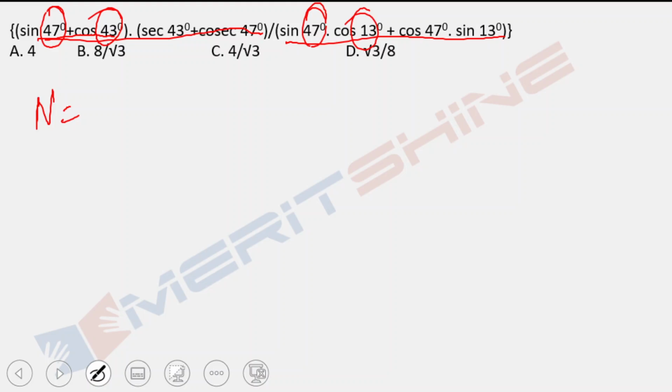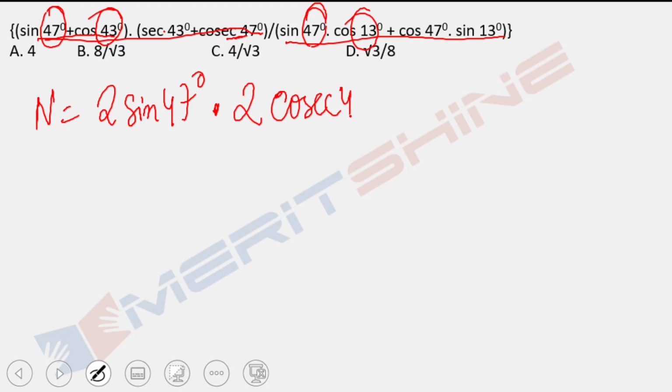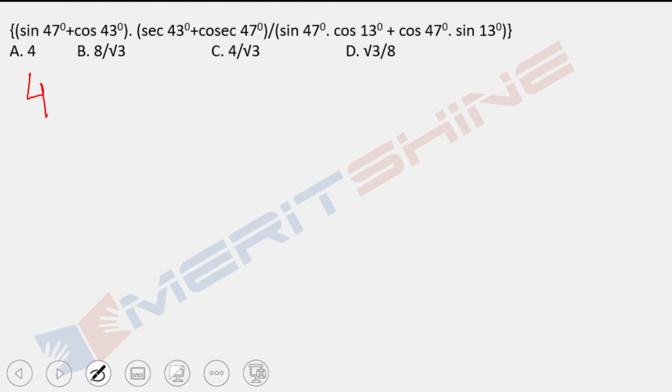So let's do the numerator first. The numerator would be cos 43 is sin 47. So you have 2 sin 47 degrees into, now you also know here that sec 43 is cosec 47. So cosec 47 plus cosec 47 is another 2 cosec 47 degrees. So in the numerator, sin 47 cosec 47 gets cancelled and your numerator becomes 4. So your numerator value is here. Now, let us go to the denominator value. Remember your numerator value is 4. What is your denominator value?